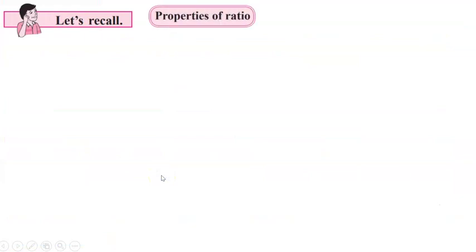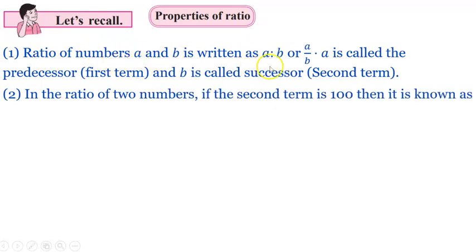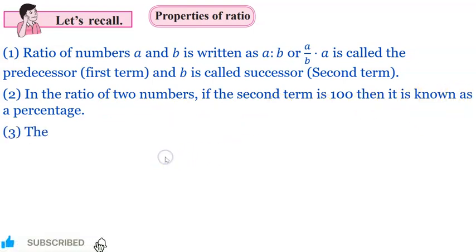Now let's recall properties of a ratio. First, a ratio of numbers a and b is written as a is to b or a upon b. a is called the predecessor, that is the first term, and b is called the successor, which is the second term. In the ratio of two numbers, if the second term is 100, then it is called a percentage.